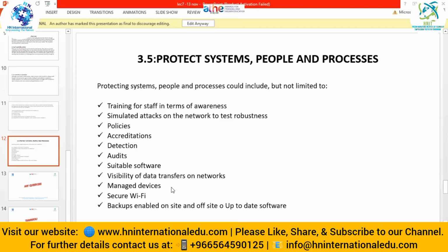Then there is managing devices, how all of the devices are managed. It's not like there will be a printing machine with all of the devices. Printing devices can be one or two that are connected to your computer systems through wireless connections. That is managing devices. Then secure Wi-Fi. Internet should be secure, so no one can interrupt your internet and take out your incoming or outgoing information. Then backups enabled on site and off site, and up to date software.